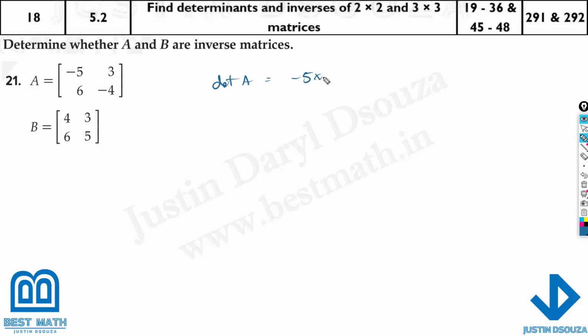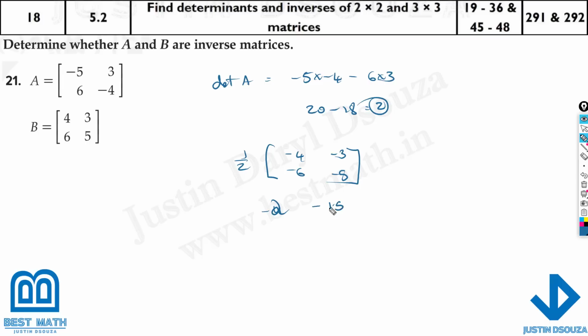It'll be minus 5 times minus 4 minus 6 times 3. It'll be 20 minus 18. So it's 2. Inverse exists. So let's see whether the inverse is true or not. It's 1 by 2, and here we have minus 4, minus 3, minus 6, and minus 5. Absolutely no, this is not the right one. When you multiply by half, it's going to be minus 2, minus 3 by 2 or minus 1.5, minus 3, and minus 2.5. They don't match.